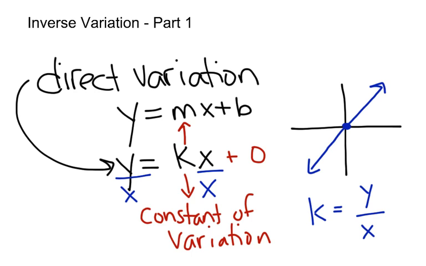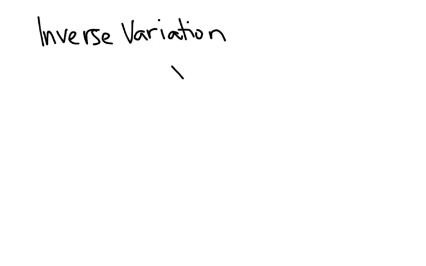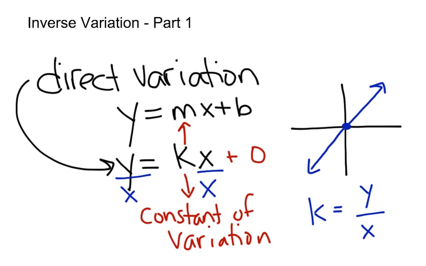So now we introduce this new type of variation called inverse variation. Inverse variation is the equation y equals k over x. So it's a little bit different from direct variation. In direct variation, as one quantity went up, the other quantity went up. So as the x values increased, the y values increased. As the x values decreased, the y values decreased.